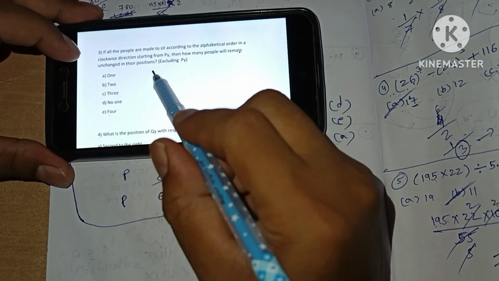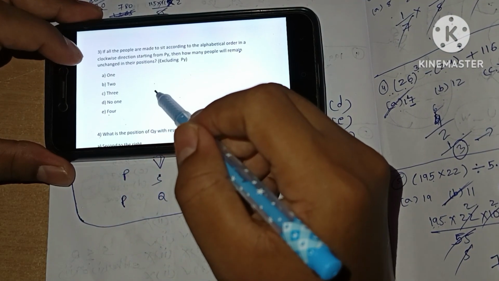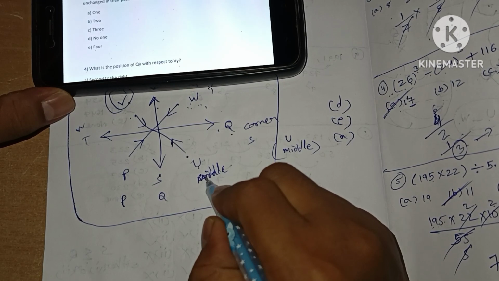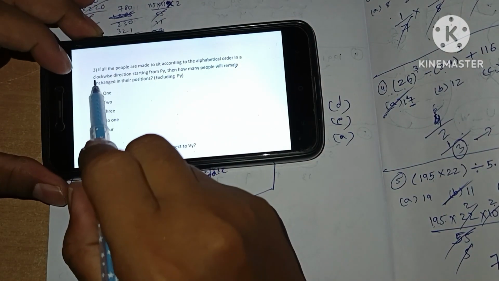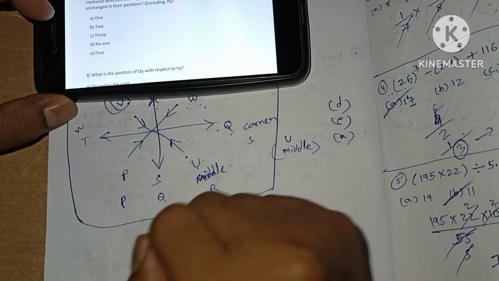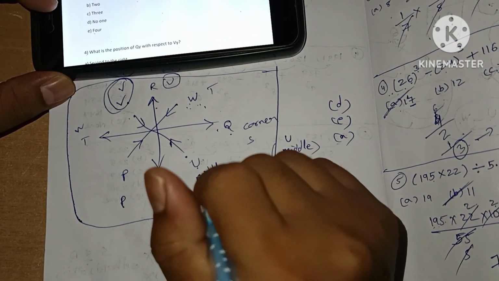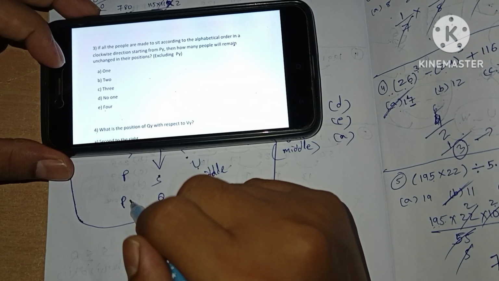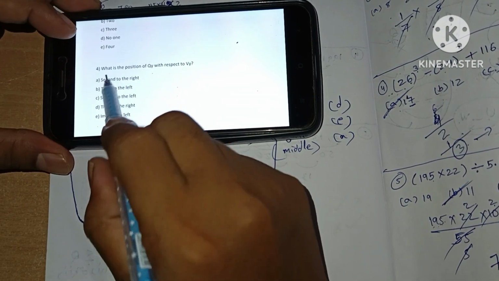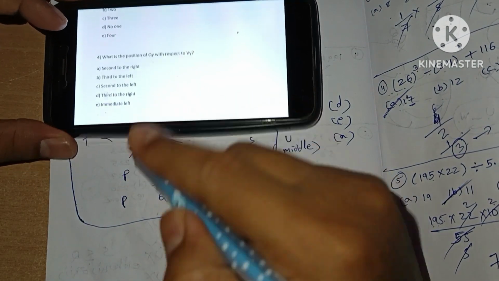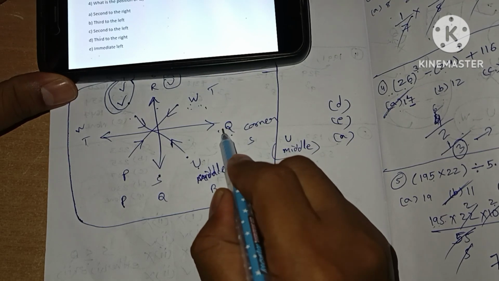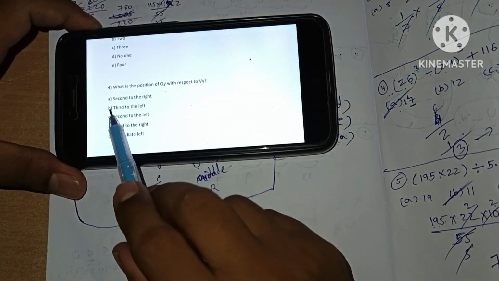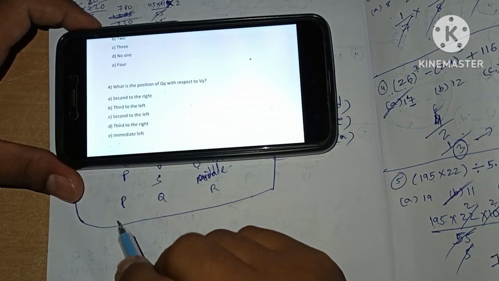So what we understand from this question is that we have a mis-sequence in our solution. So instead of taking the clockwise direction, we are taking the anti-clockwise direction and comparing it with what is asked in the question. Okay, let's see question 4. What is the position of Q with respect to V? Position of Q with respect to V: 1, 2, third to the left. So the answer will be option B, third to the left.